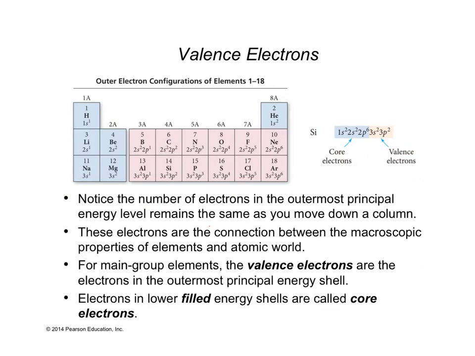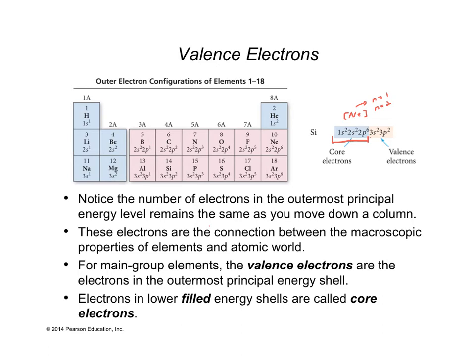Okay, so we're going to define 2 different types of electrons in an element. Let's take silicon, for example. The electron configuration for silicon is 1s2, 2s2, 2p6, 3s2, 3p2. Notice that these first electrons are essentially filling the first and second shell. This is essentially the electron configuration for neon, filling both the n equal to 1 and n equal to 2 shells. So these are electrons that are in filled shells.